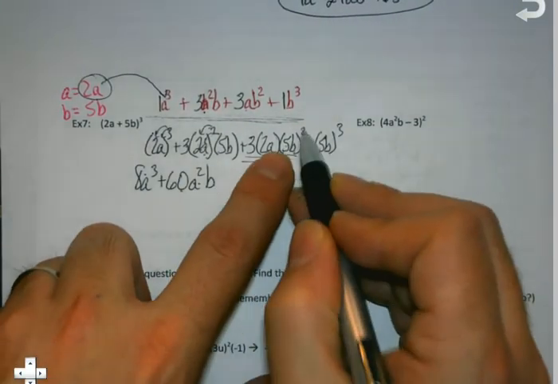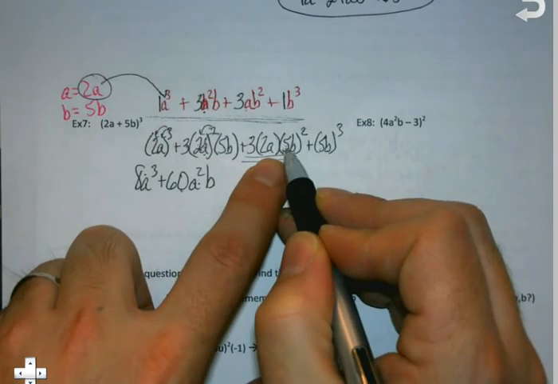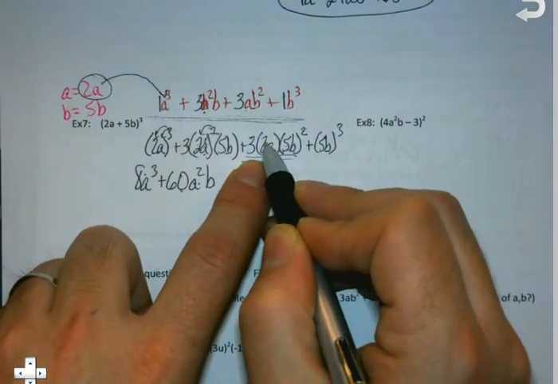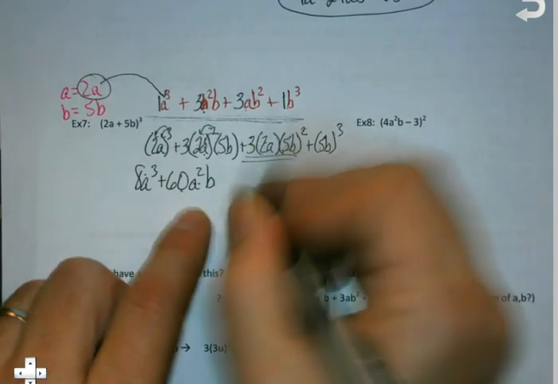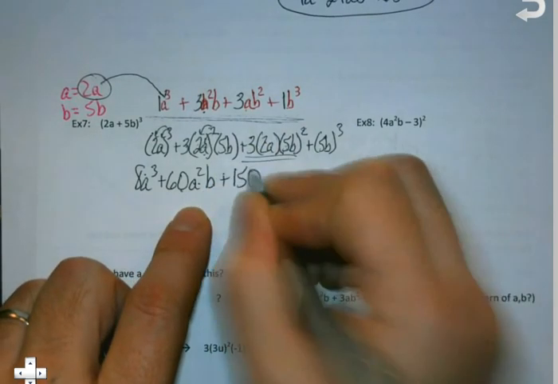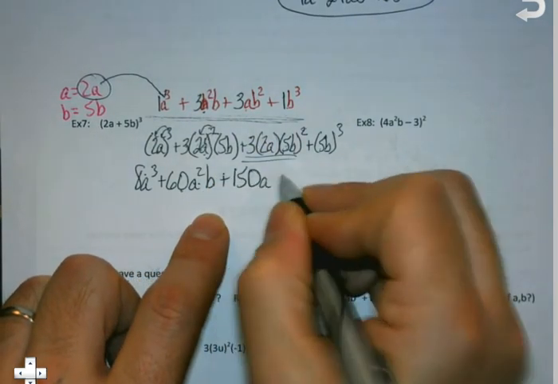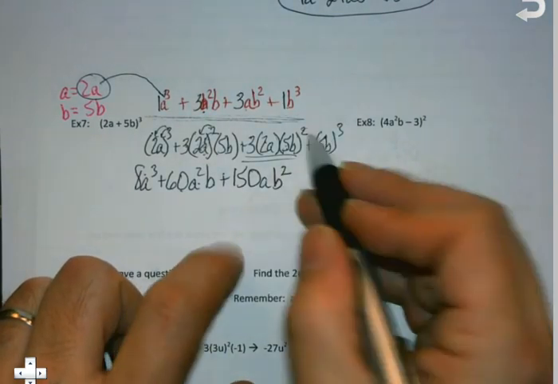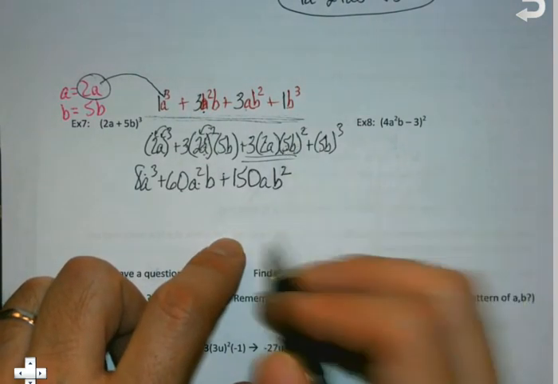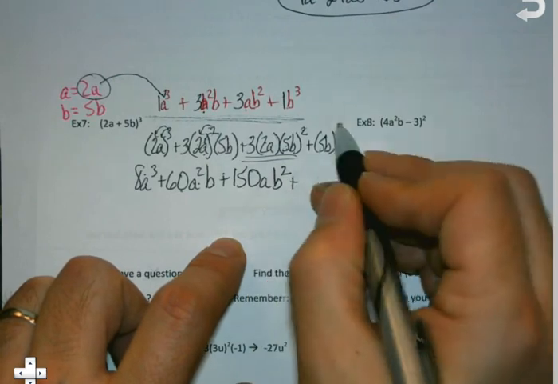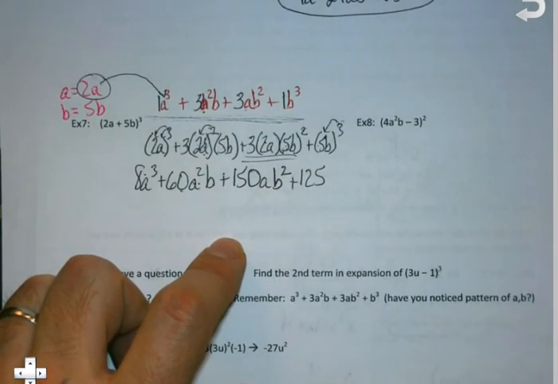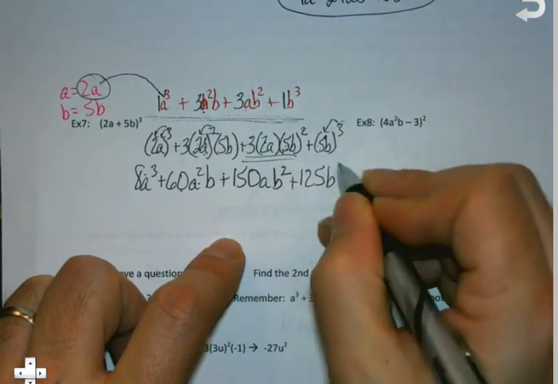Because here, 5 squared is 25. So 25 times 2 is 50. Times 3 is 150. A, b squared. Again, the squared goes to everything in the parentheses. And then here, 5 cubed is 125. B cubed.